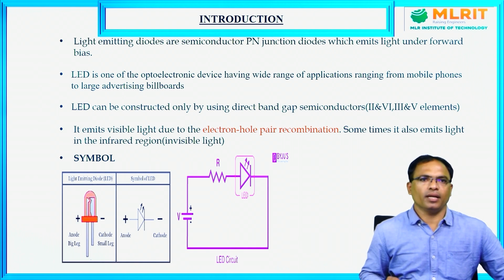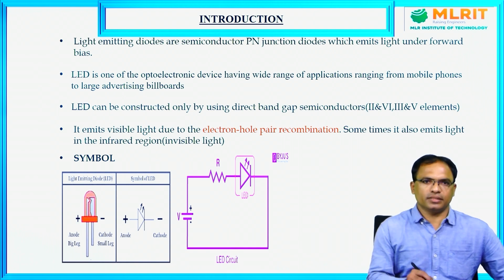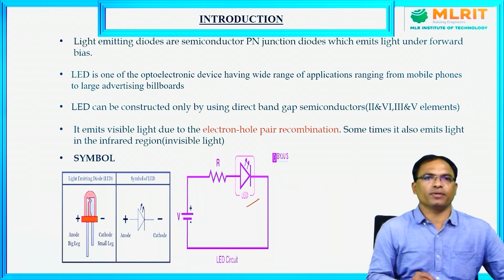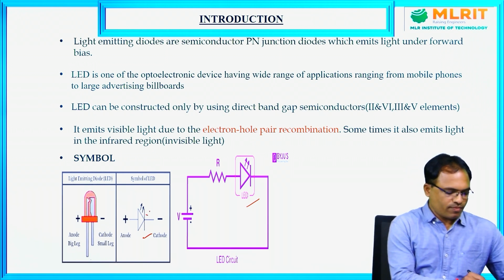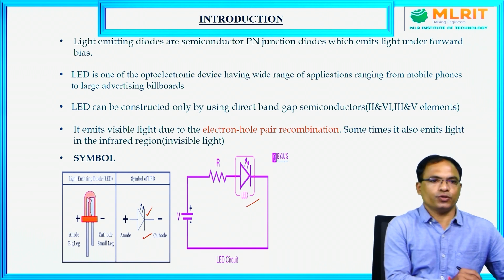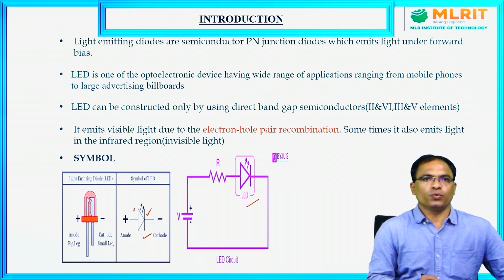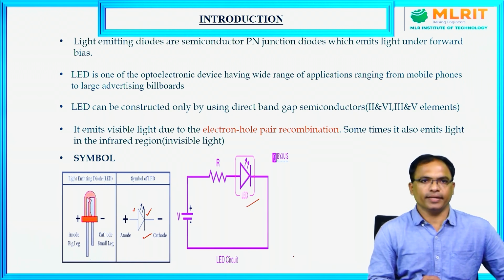Coming to the symbol, in this particular slide, you are going to observe the symbol for LED. The vertical line represents the cathode, whereas the arrow shaped terminal represents the anode. Two outward arrows represent the light coming out from the LED.